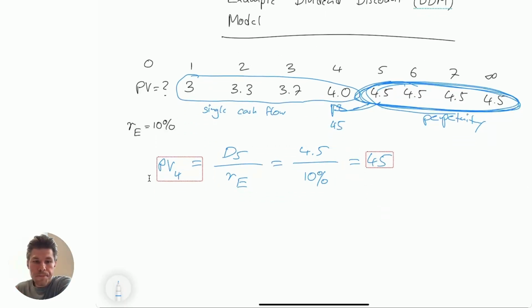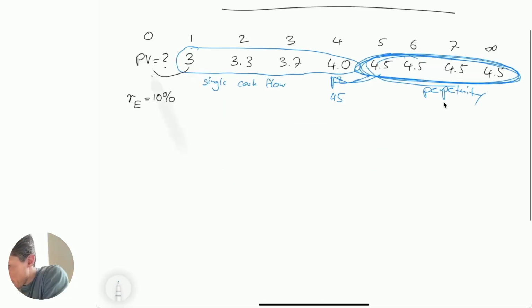Step number 1. Then what we do is we use our single cash flow formula for all of the others. We discount this number here, this number here, this number here, and then both of them here. So how does it look?